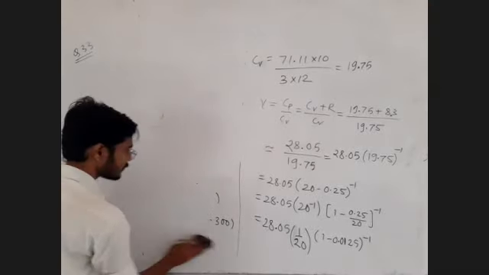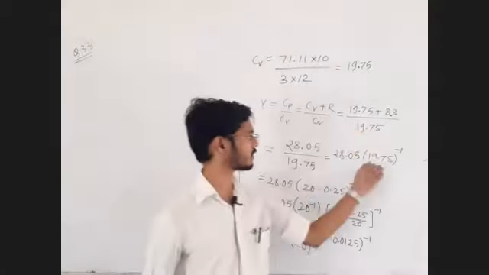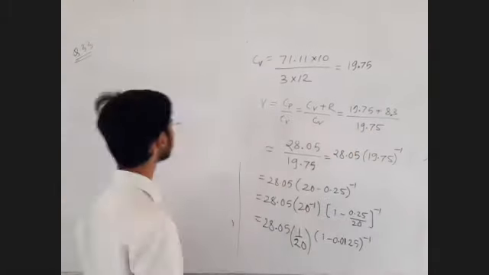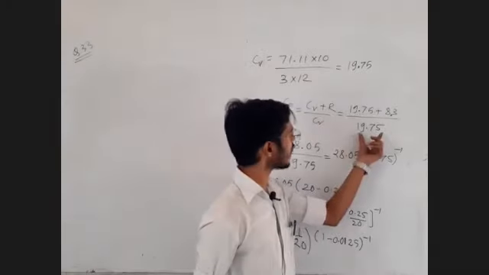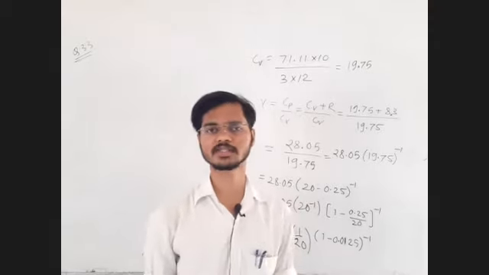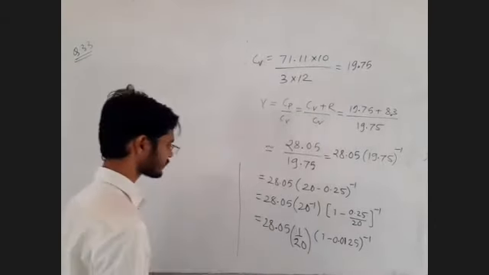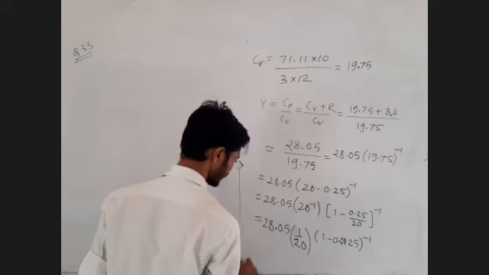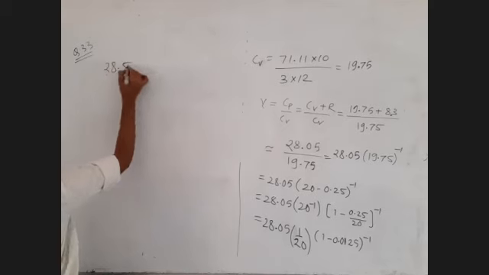No fear when I am here. 19.75. How to divide by 19.75? We have a trick. Take the 20 common. Because immediately I found that this is going to be the headache, 19.75. And to rescue us, there is our old friend, 1 plus fraction raised to n. That friend always helps us, right? 28.05 divided by 20 is not a big task. Divide by 20.